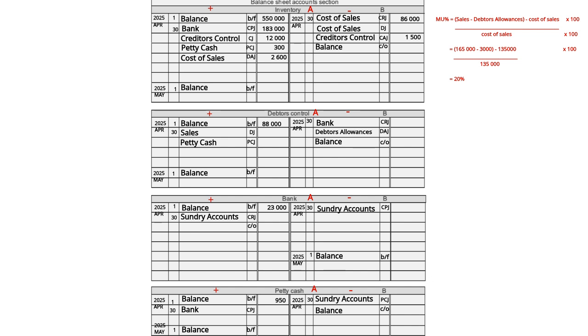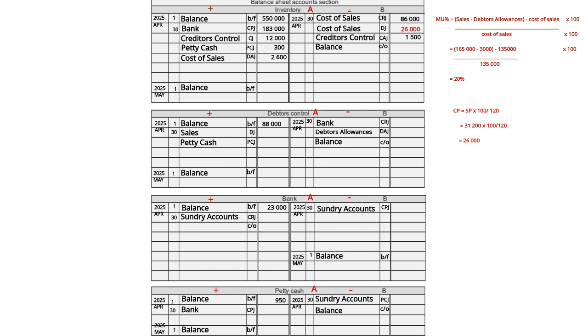Now that I have my markup percentage, I know to work out my cost price. I say selling price times 100 divided by 100 plus markup, which is 31,200 times 100 divided by 120, and then I get 26,000 as my cost of sales for inventory. So that is how I got 26,000. I've highlighted in red so that you can just know that this was not from your extract given. It was a calculation that you had to perform.